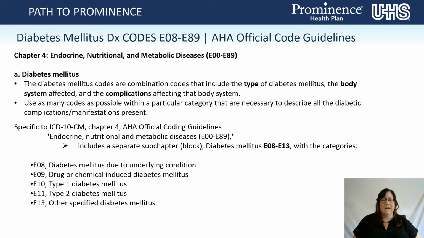So E08 is coding out to diabetes mellitus due to underlying conditions. E09s are coding out to drug or chemical-induced diabetes mellitus. E10s are typically your type 1 diabetes, E11s are your type 2 diabetes, and E13s are other specified diabetes mellitus.